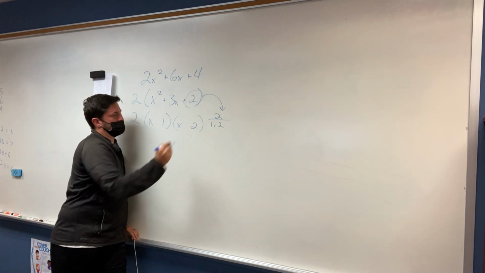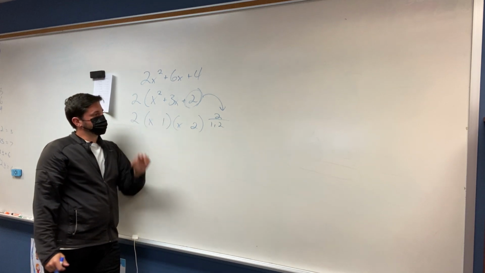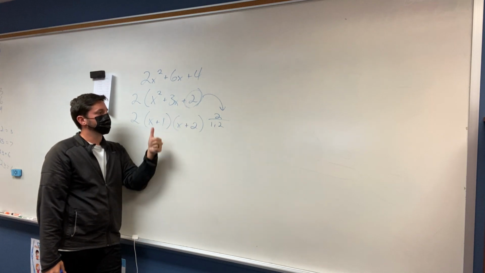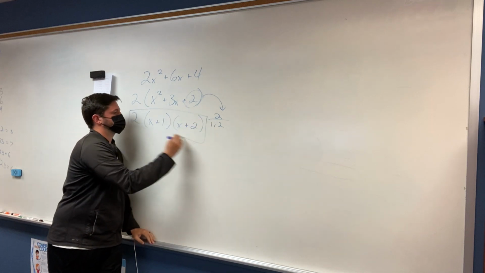So I have a 1 and a 2. I need to be able to get a positive 3 here, so it's going to be a 1 plus 2 is 3. 1 times 2 is 2. Check, boom, we're good. There's the first one.